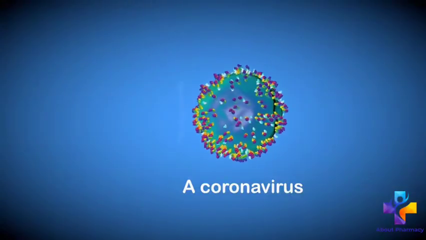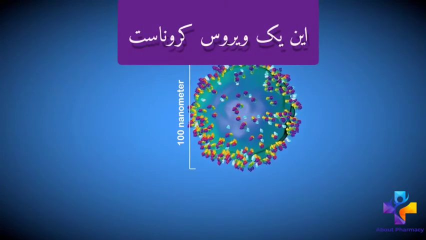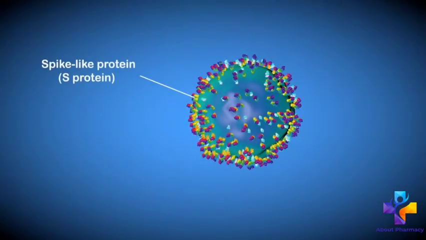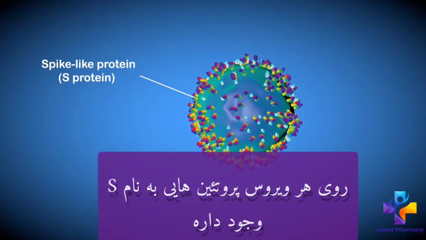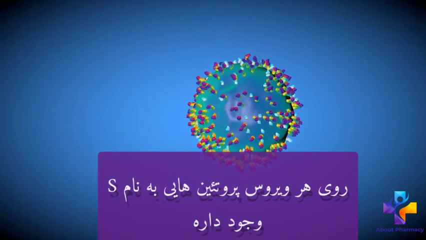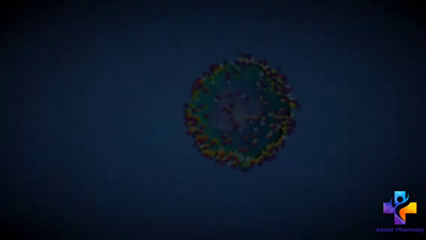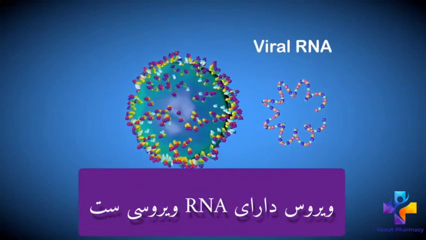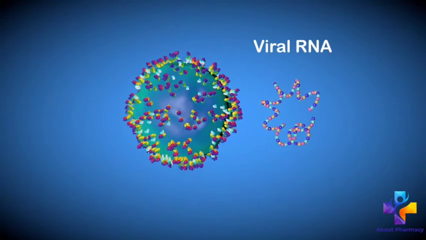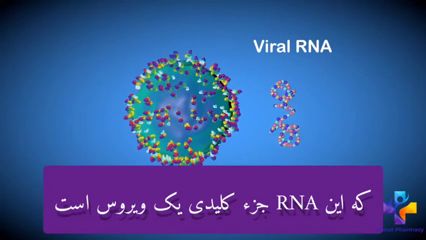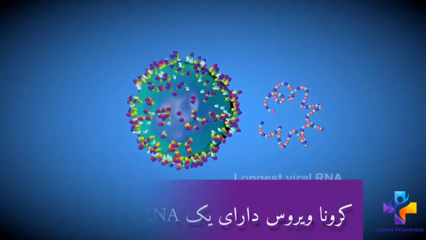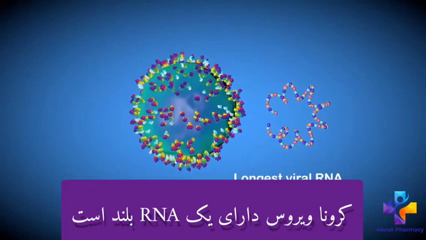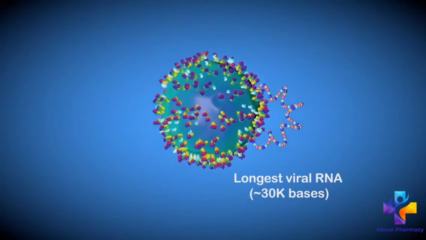Proteins on its surface make it look like a king's crown. Hence, these spiky proteins, known as S proteins, act as anchors that allow the virus to invade a live target mammalian cell. The virus contains a single-strand RNA, which is the key component of the virus. Coronaviruses have the longest known viral RNA genomes, with a length of about 30,000 bases.